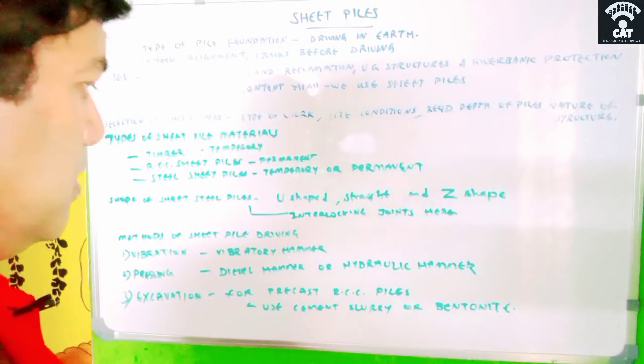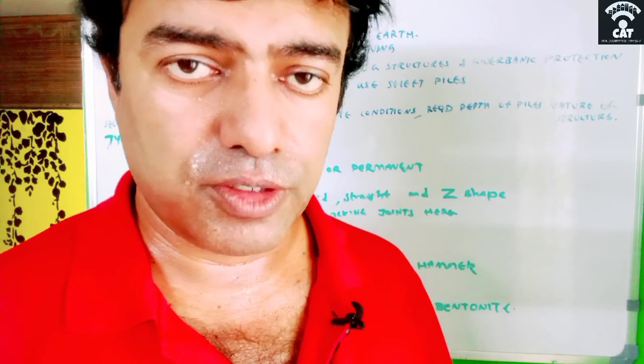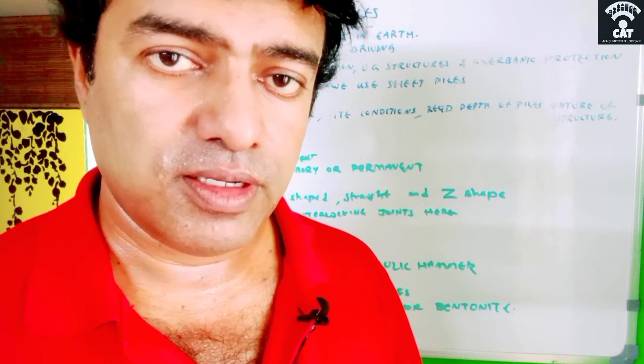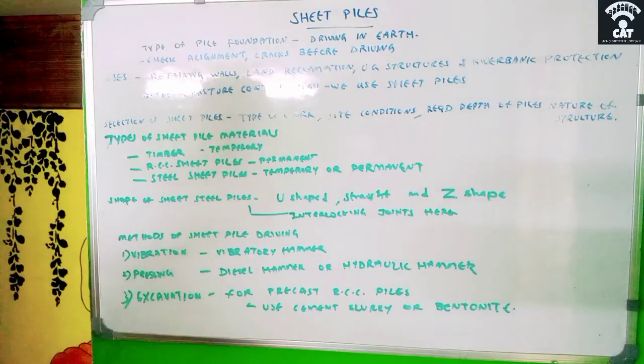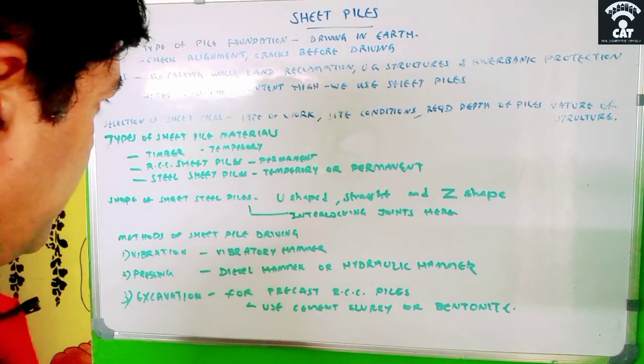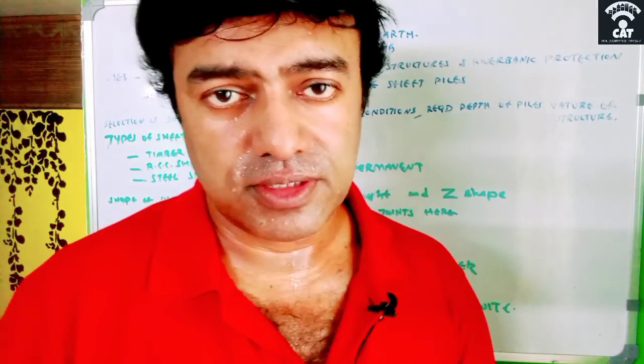So I think I have covered almost all the things related to a general outlook for sheet piles: the types, the methods of driving the sheet piles, and the shapes. So everything is covered. Hope you understand it well.